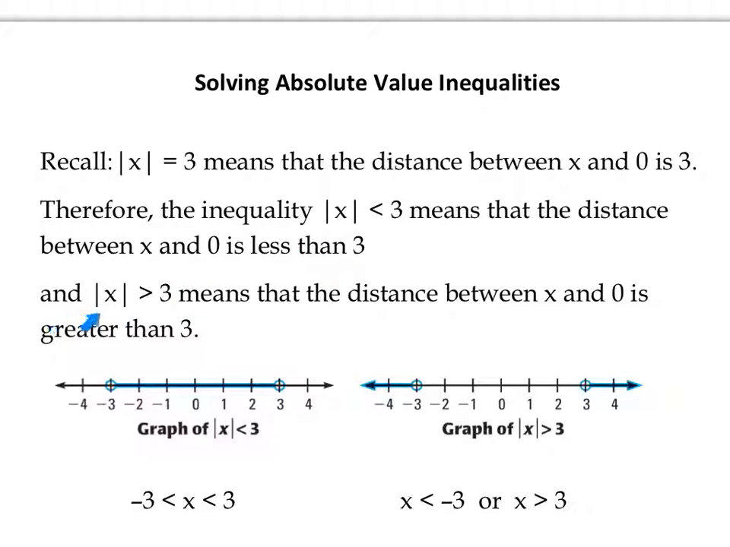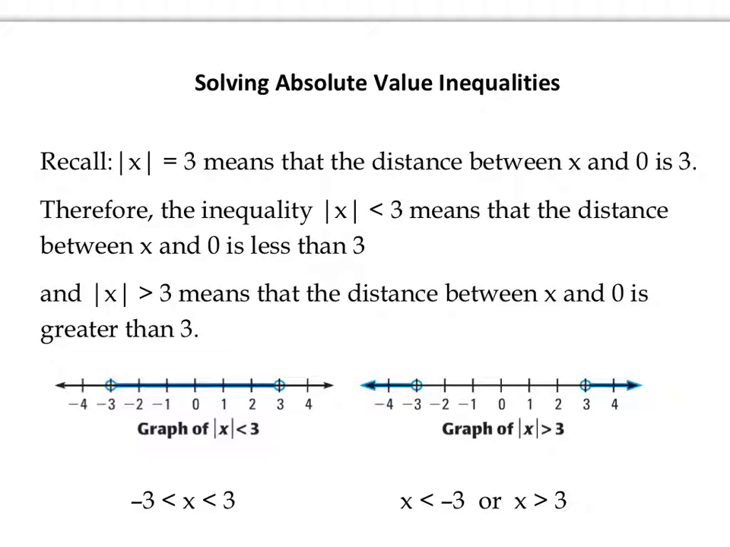If we have the absolute value of x is greater than 3, that means the distance between that number and 0 is greater than 3. So greater than 3 means the distance is further away from 0 than 3 units. Less than 3 means it's closer than 3 units away from 0.